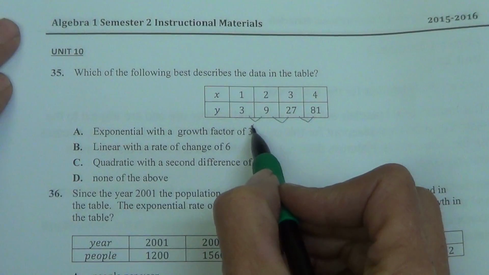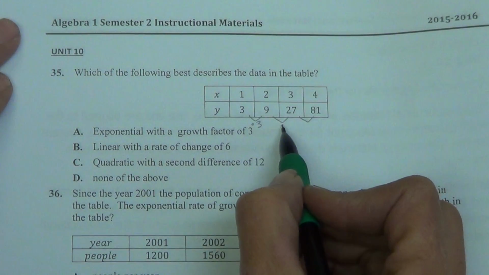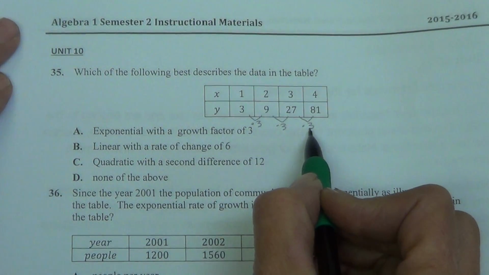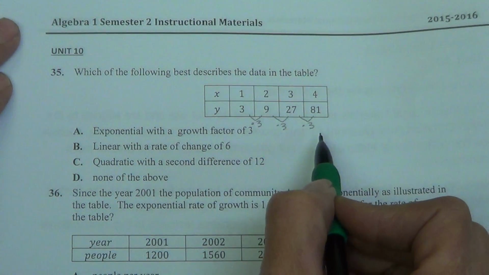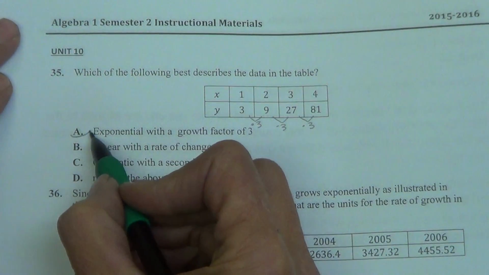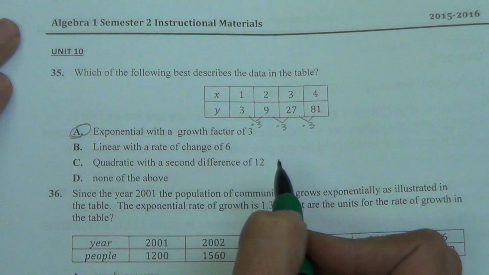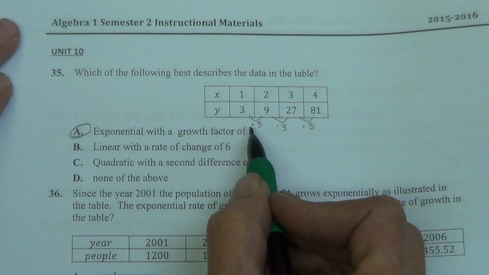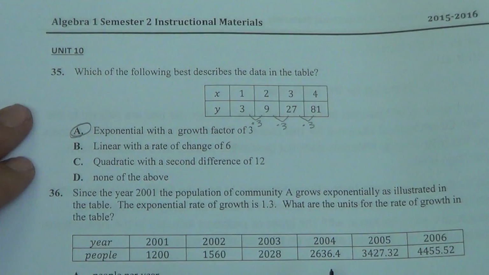3 times 3 is 9. 9 times 3 is 27. 27 times 3 is 81. We hit right upon it. It has to be, because it's a multiplication factor, a ratio, it has to be an exponential growth. Growth because that's larger than 1, and exponential because you're multiplying from one to the next.